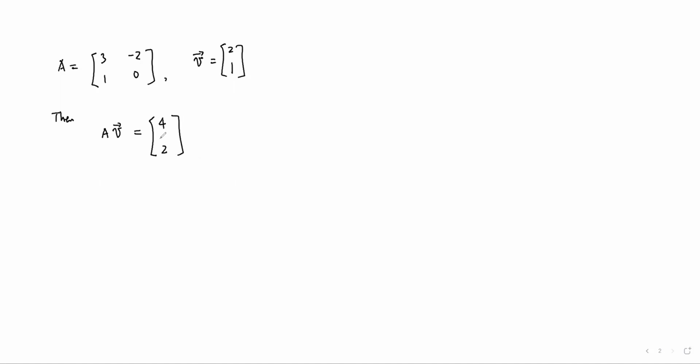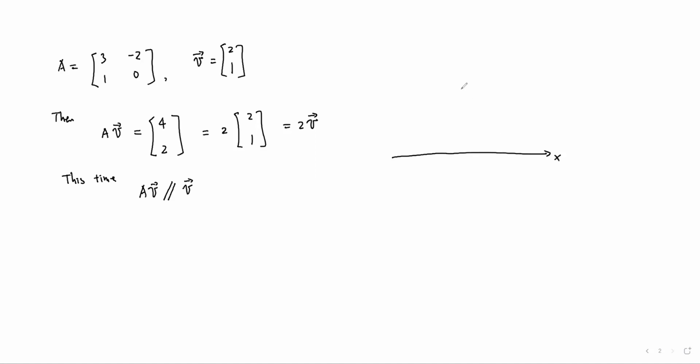But (4, 2), let me take out the number 2. Then (2, 1) is the vector V, so this is 2 times V. Now this time, A times V is parallel to V. How to see that? Plot the graph, plot these two vectors on the XY plane.